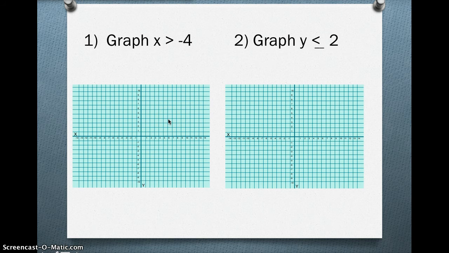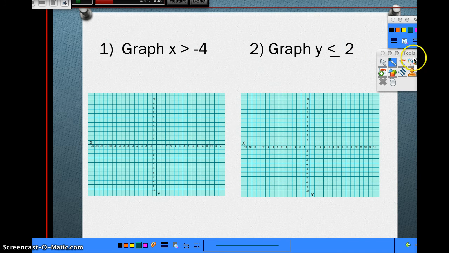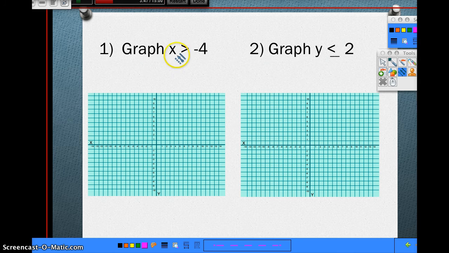All right, let's look at a couple simple inequalities to graph. You're going to need a straight edge. You're going to need graph paper for this the rest of the chapter. We have, it says, graph x is greater than negative 4.